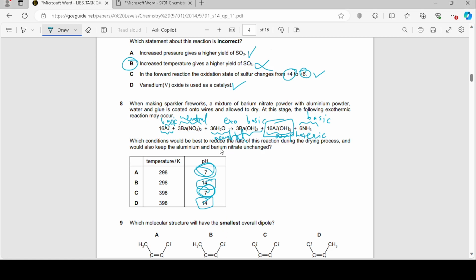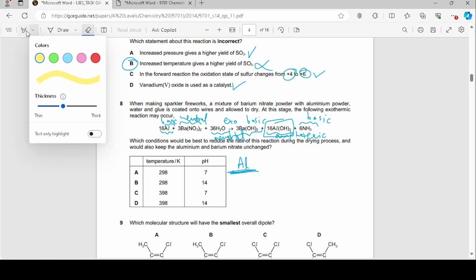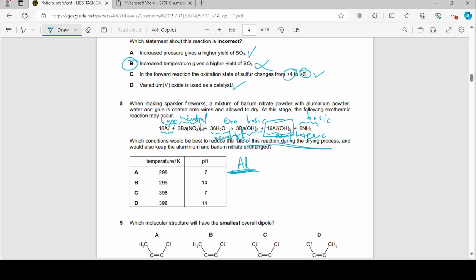Maybe I should use the logic that, well, why do you want the aluminium and barium nitrate unchanged? If I look at it from the perspective of aluminium, I wouldn't want it to react, right? It's much more likely to react at a pH of 14, or maybe even at very low pH, but 7 is neutral, so it wouldn't really react. If you want them to be unchanged, I should just think about the reactants really, right? Not the products. So never mind. But then yeah, pH 7 would be the best.